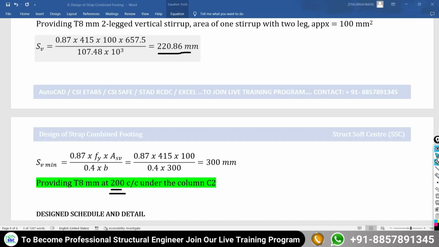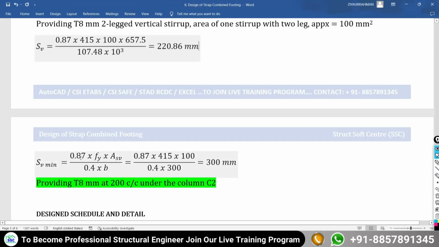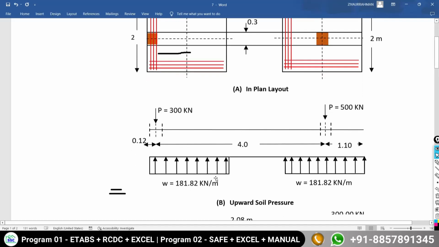So this is the final calculation for the shear design of your beam. We have completed the design of your foundation slabs, and we have completed the design of your beams also.